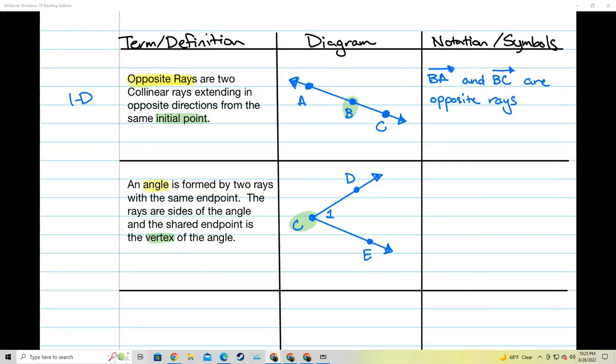How are we going to label these things? Well, we can label them a few ways. One of the ways I like to say is the tracing method or the pointer method. We're going to trace that angle. We're going to draw it without lifting a pencil. And if I'm going to draw it, I would probably start up here and go D, C, E. Again, I would start up here and go through D and then through C and then through E. So I'm going to call this angle DCE.